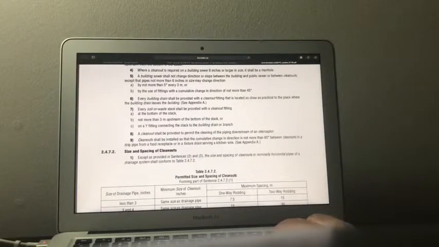And every building drain, this is sentence 6, every building drain shall be provided with a clean out fitting that is located as close as practical to the place where the building drain leaves the building. 7, a soil or waste stack shall be provided with a clean out fitting at the bottom of the stack, not more than 3 meters upstream of the bottom of the stack.